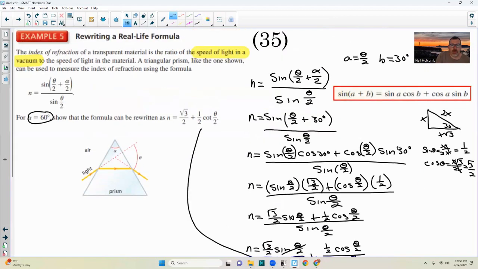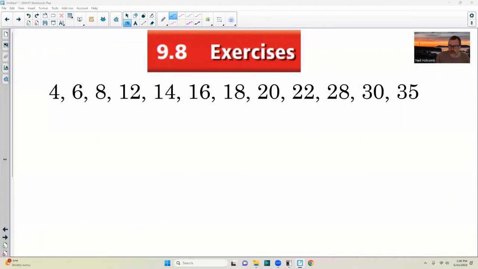Now you should be able to do problem number 35 in your exercise. That brings us to the end of exercise 9.8 and the end of chapter 9. Try these problems.